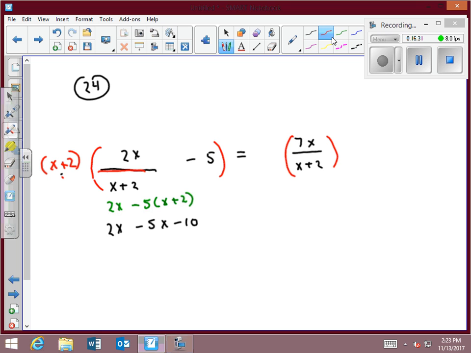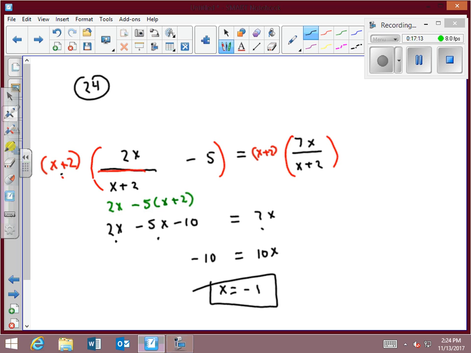Whatever. Oh, and I forgot to put this x plus 2 over here because we're multiplying both sides by the same number. So this equals then what? 7x. Now we have to get the variables on one side. What are we going to do? Go right with the variables? We have 2x minus 5x is the minus 3x on that side. We take it over to the other side and we get what? 10x. And then we have our constant minus 10. Divide by 10, we get x is equal to minus 1. And there's our answer.